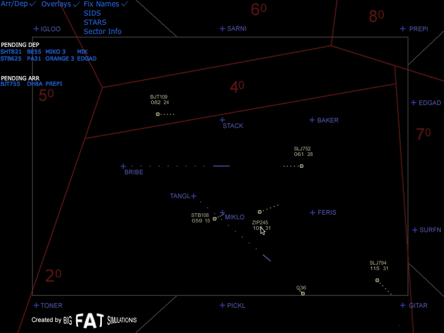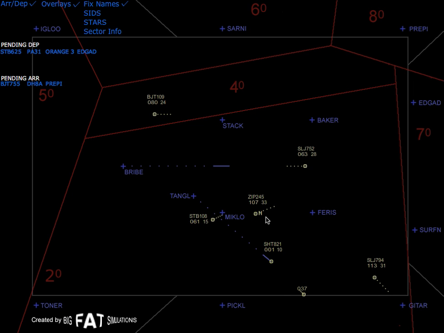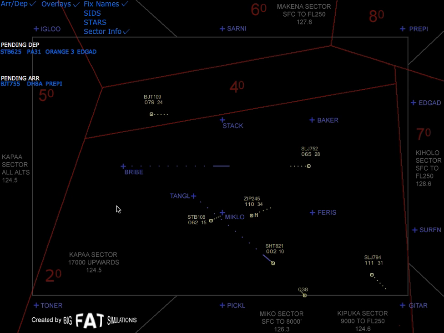I'm going to put this Zip 245 into a handoff. There's an H there, which means the aircraft is still mine until somebody else accepts it. And who's going to accept it? Well, let's bring up the sector info, and it would be Kappa Sector. These are all fictitious sectors, by the way. It's suggested that this would be based in Hawaii.